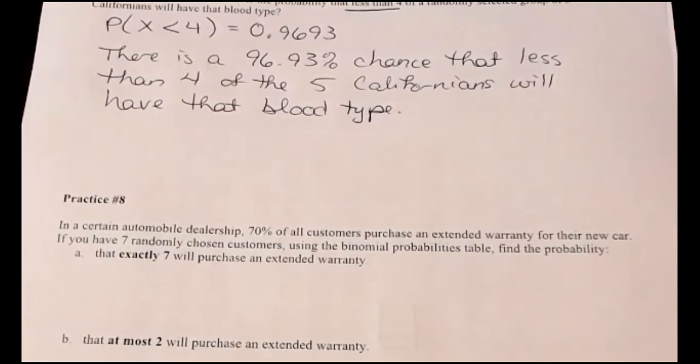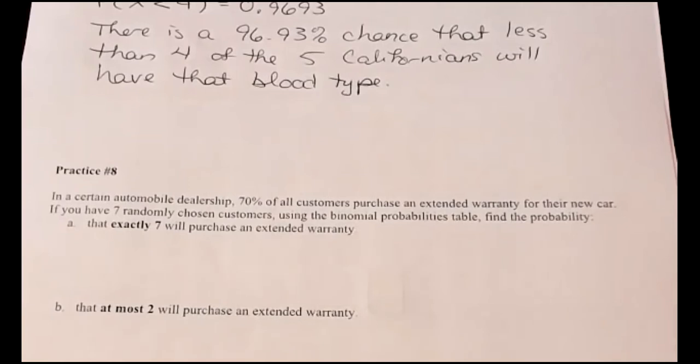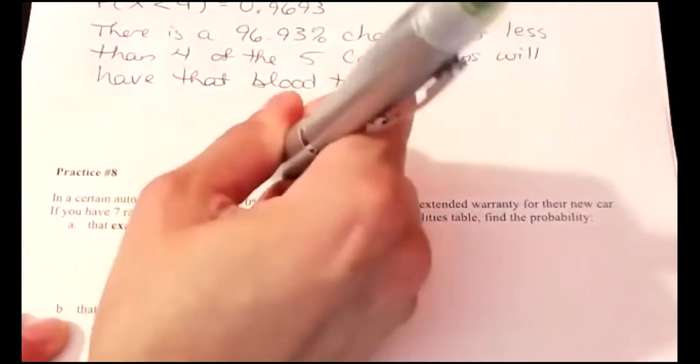So be prepared, okay? In a certain automobile dealership, 70% of all customers purchase an extended warranty for their new car. If you have 7 randomly chosen customers, using the binomial probabilities table, find the probability... Okay, let's start off with Mike. So Mike, I have some questions for you, and first, it has nothing to do with part A. Just looking at the word problem itself, what information do you have? What does it tell you? I would write P is 70 or 0.7. Beautiful.